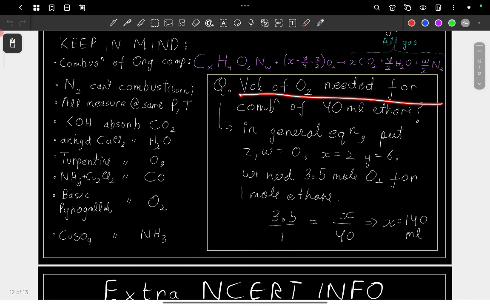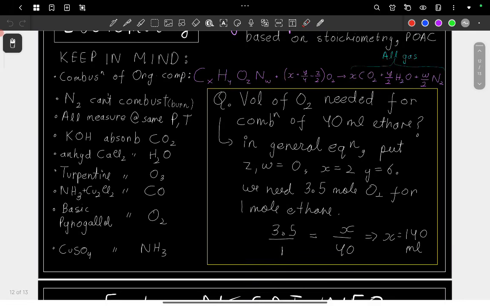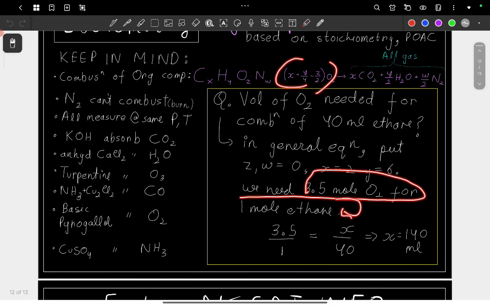What is the volume of oxygen needed for combustion of 40 milliliters of ethane? Well, in this general combustion reaction, we know ethane is C2H6. So we put Z and W equal to 0, X equal to 2, and Y equal to 6. So this compound becomes ethane. And then we know the values of X and Y. So we substitute here and here. So all in all, we get to know that we need 3.5 moles of O2 for combustion of 1 mole of ethane. This value comes out to be 3.5.